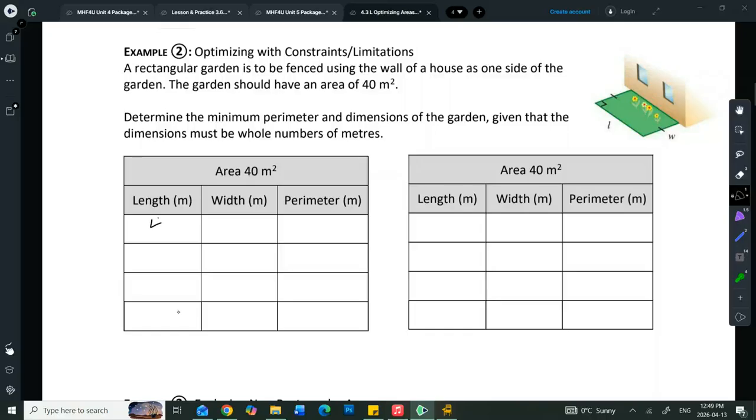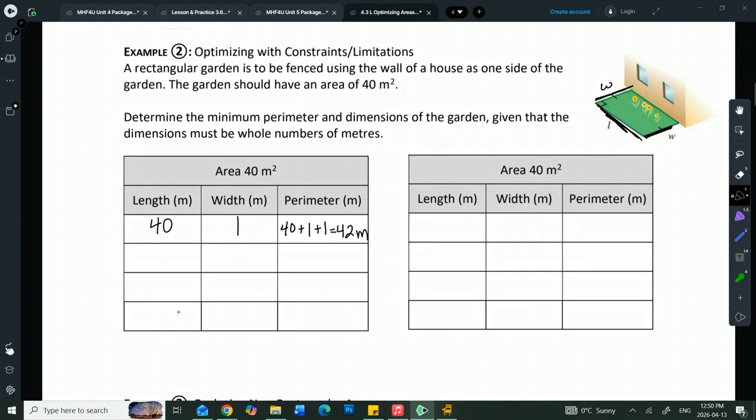So the first option would be 40 times 1. 40 times 1 gives us 40 meters squared. Now remember, we have two widths here. This is a width, and this is a width, and then we have one length. So when we go to find the perimeter, we're going to do 40 plus 2 of those widths, 1 plus 1. So that would give us 42 for the perimeter.